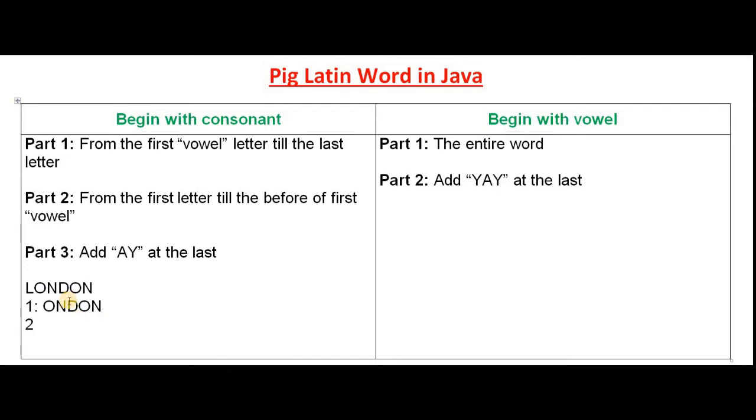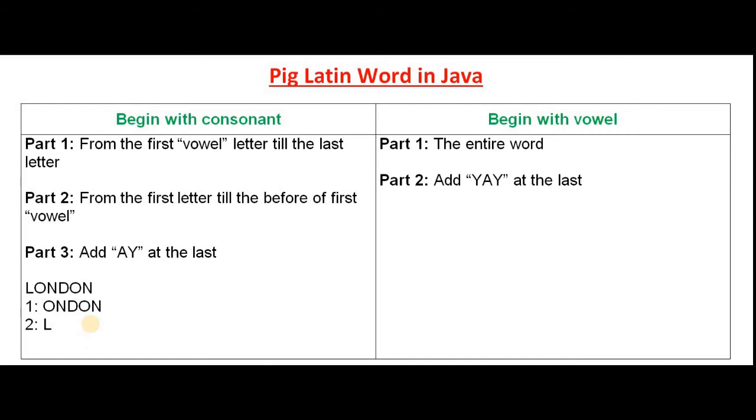Now the second part, what is the second part coming? Second part, from the first letter, which is L, till before the first vowel. Where did we get the first vowel? O. So that means from L to L, before O is L and the starting is also L. So from L to L we will extract, and we are storing it here.